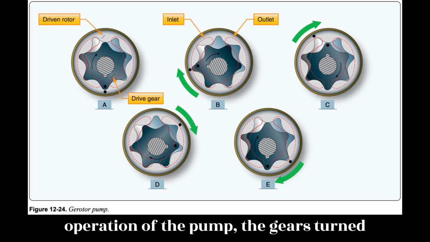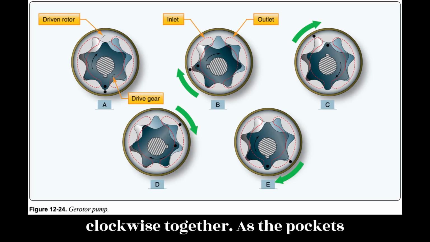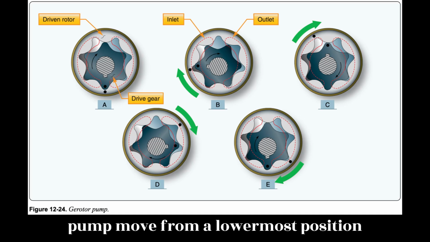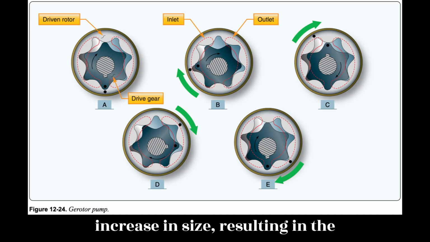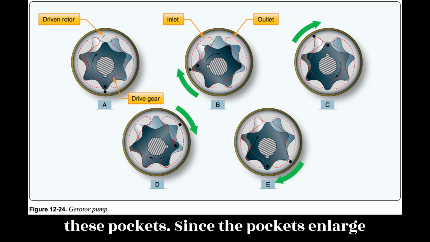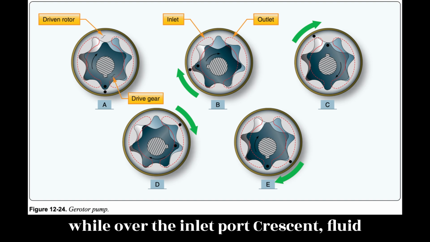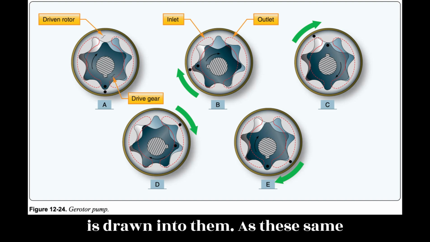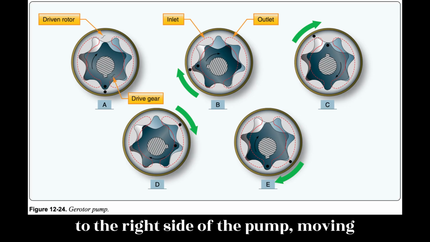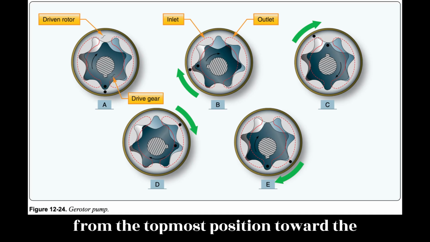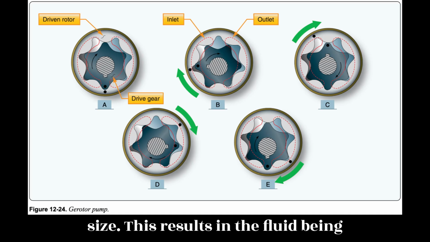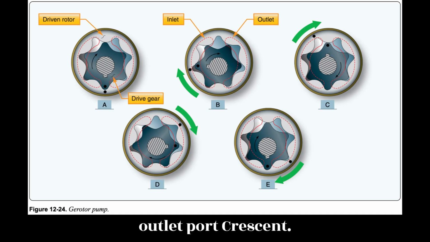During the operation of the pump, the gears turn clockwise together. As the pockets between the gears on the left side of the pump move from a lowermost position toward a topmost position, the pockets increase in size, resulting in the production of a partial vacuum within these pockets. Since the pockets enlarge while over the inlet port crescent, fluid is drawn into them. As these same pockets, now full of fluid, rotate over to the right side of the pump, moving from the topmost position toward the lowermost position, they decrease in size. This results in the fluid being expelled from the pockets through the outlet port crescent.